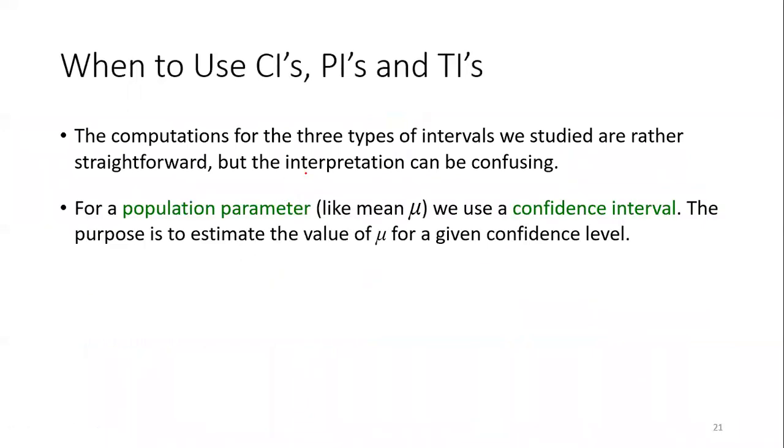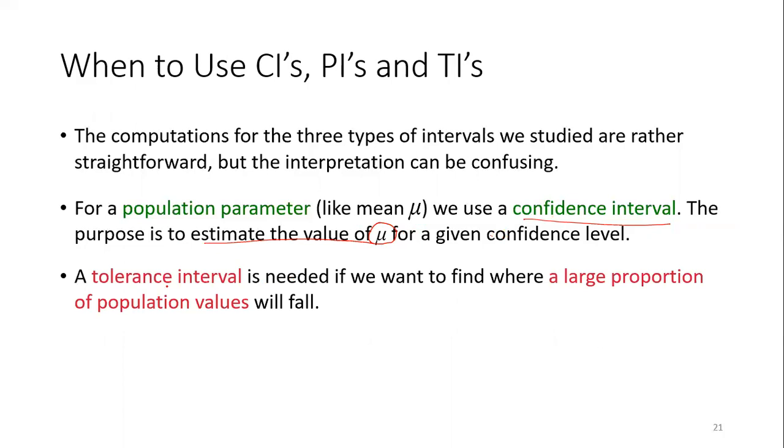Well, where do we use them? Let's make a recap. For a population parameter like mu, we just use the confidence interval. The confidence interval is to estimate the value of mu, which is the average of the population, the parameter of a population. A tolerance interval or tolerance limit is needed if you want to find where a large proportion of the population values will fall.